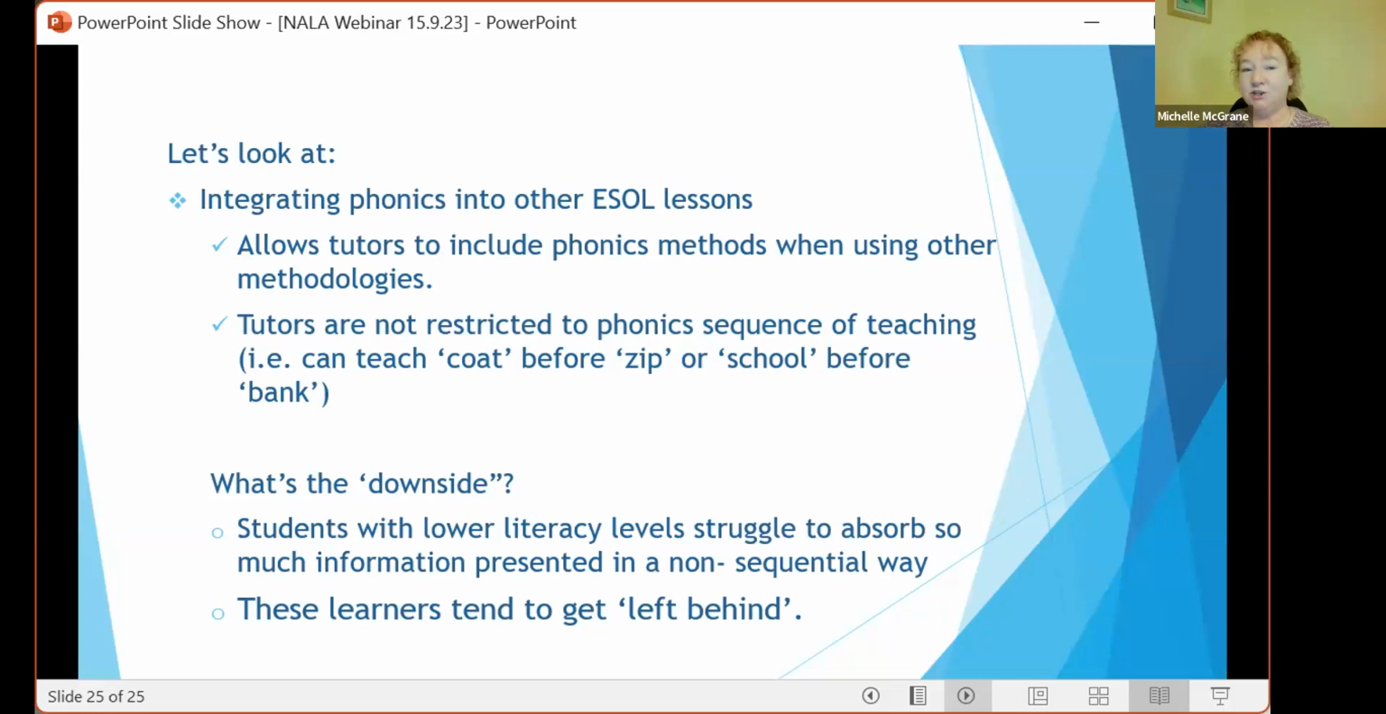And you might find yourself teaching the word bank before you teach the word school, but maybe you need to know the word school before bank. And so there's a question there about the order of teaching and the prioritizing around that.